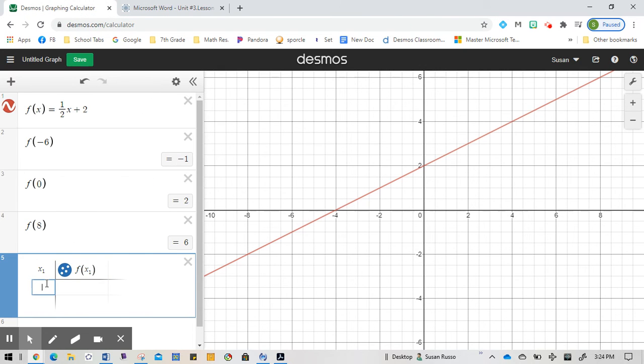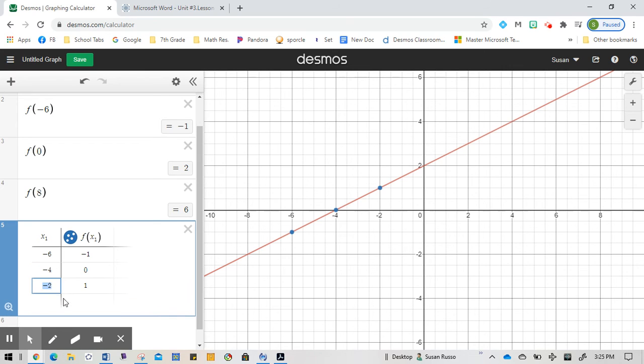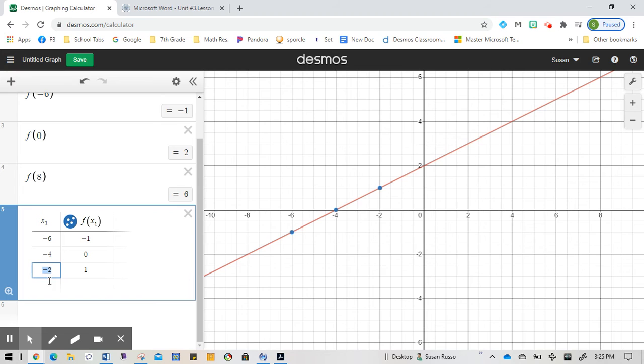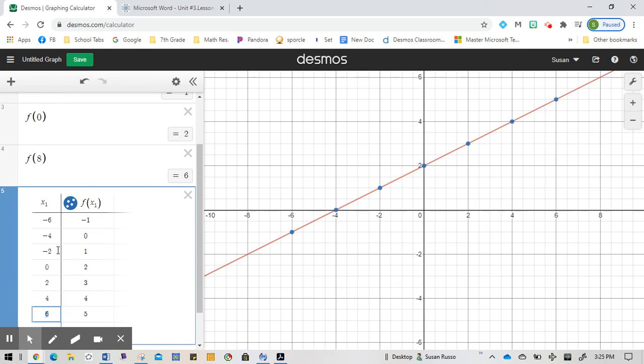So watch what happens. If I put in -6 for my first value, it gives me -1. If I then put in -4, it gives me 0. Great. If I hit enter, it knows now, based on those first two values I entered, that I'm counting by twos. All I have to do is keep hitting enter, and it will continue to count by twos because that was the pattern that I set. If I didn't want there to be a pattern, I could certainly type anything else in there.